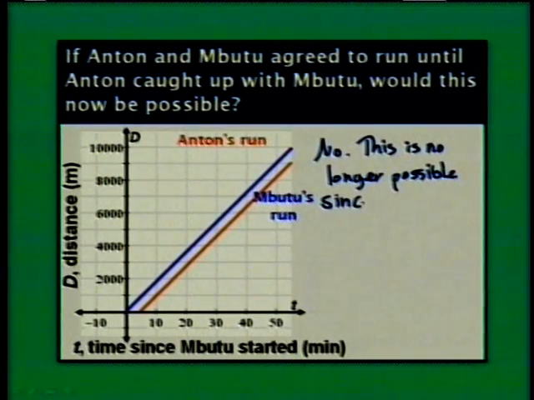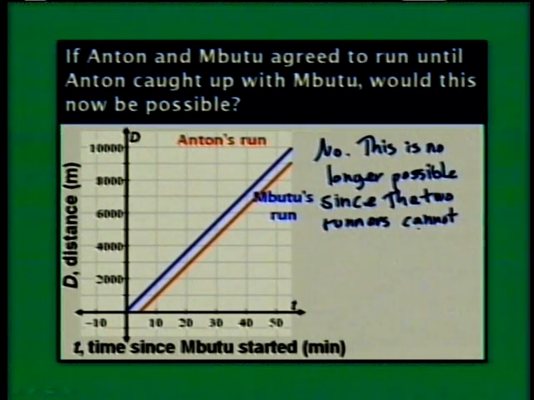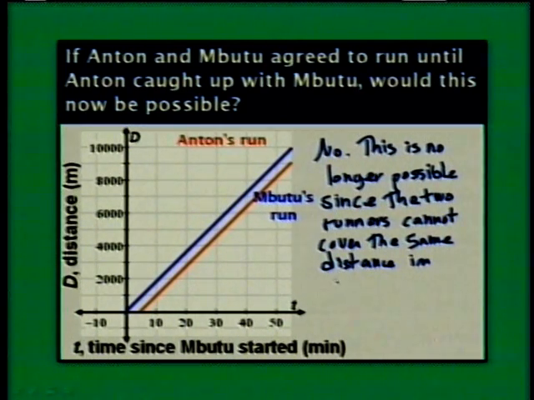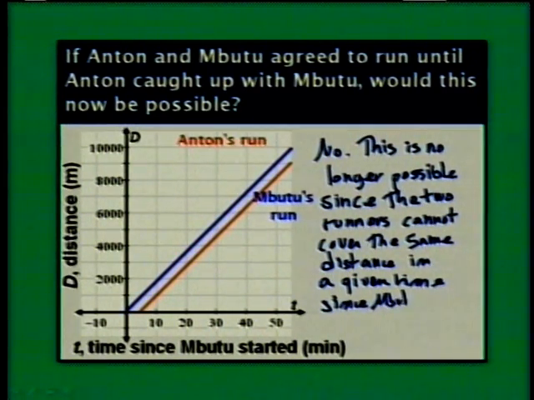Since the two runners cannot cover the same distance in a given time since Mobutu started running, the only way Anton is going to catch up is if he goes at a faster speed.